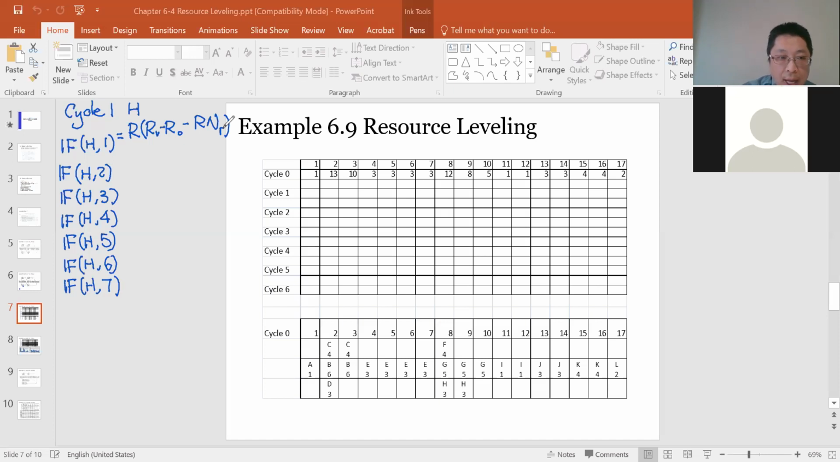If I want to shift H by 1 day, instead of starting on day 8 over here, I start on day 9 and then occupy here. It's not here anymore, it moves to here. Instead of occupying 8 and 9, I shifted to 9 and 10. So what is the single day resource requirement for H? R means the single day resource requirement. What is that for H?